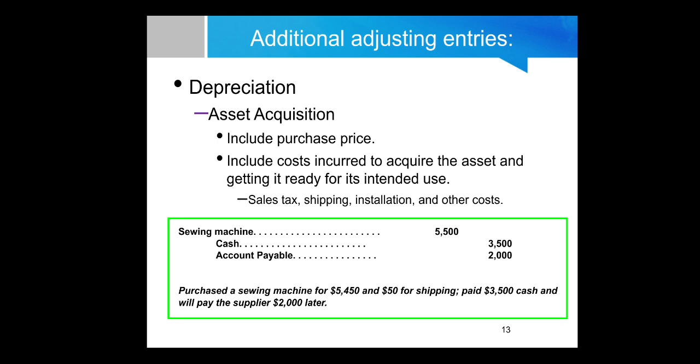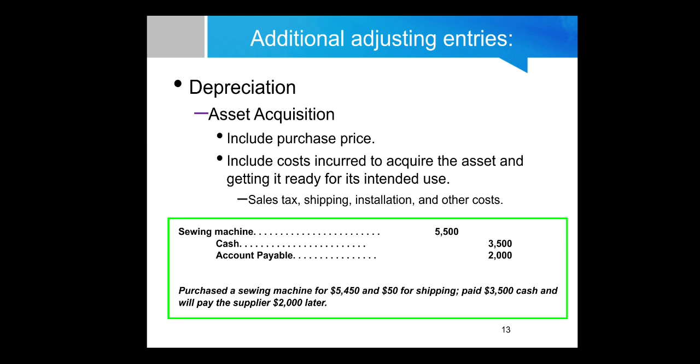So when you want to record that, you record it like the entry you can see here. Debit sewing machine 5,500. That number comes from 5,450 plus 50. You debit the account sewing machine because that is an increase in asset. Before the purchase, the business had no sewing machine. When the business purchases the sewing machine, there is an increase in the non-current asset sewing machine. So you debit the account sewing machine. The amount is 5,500.